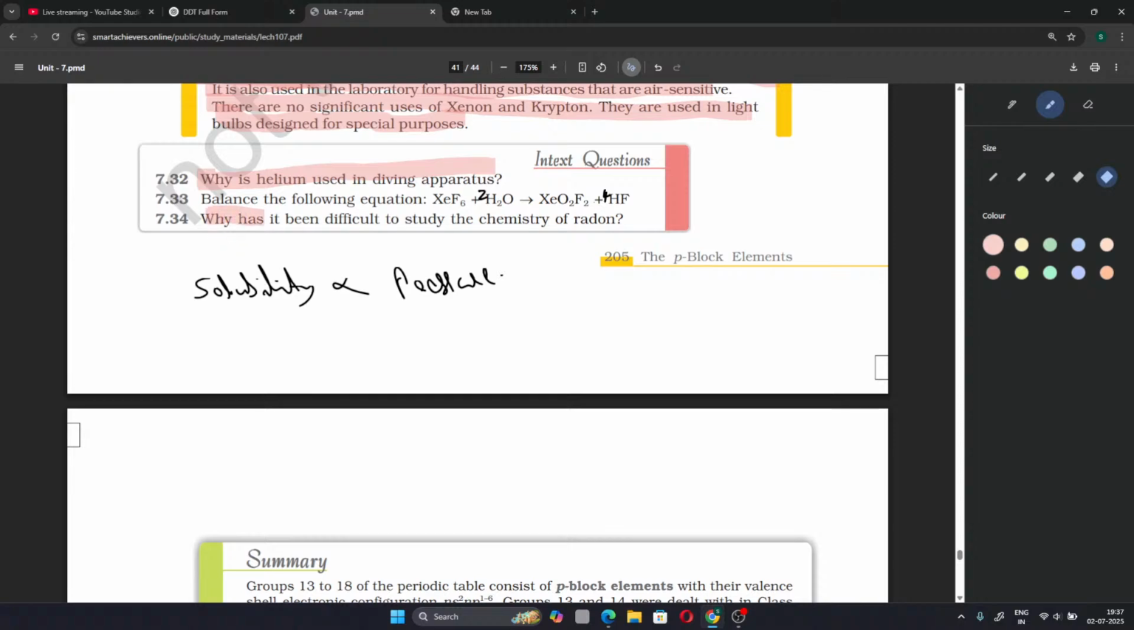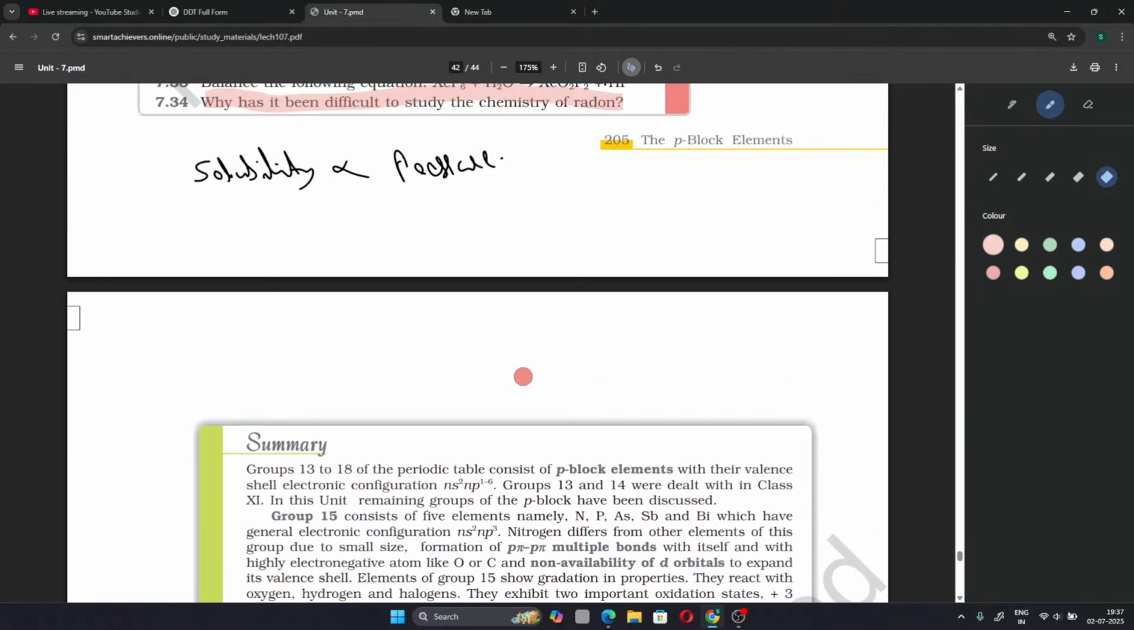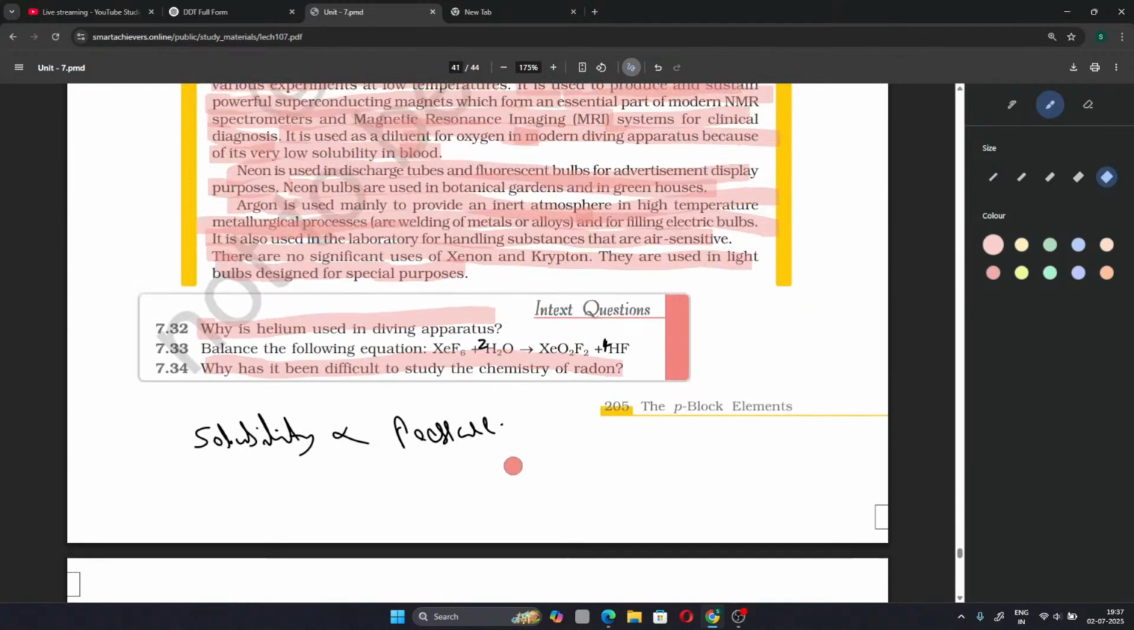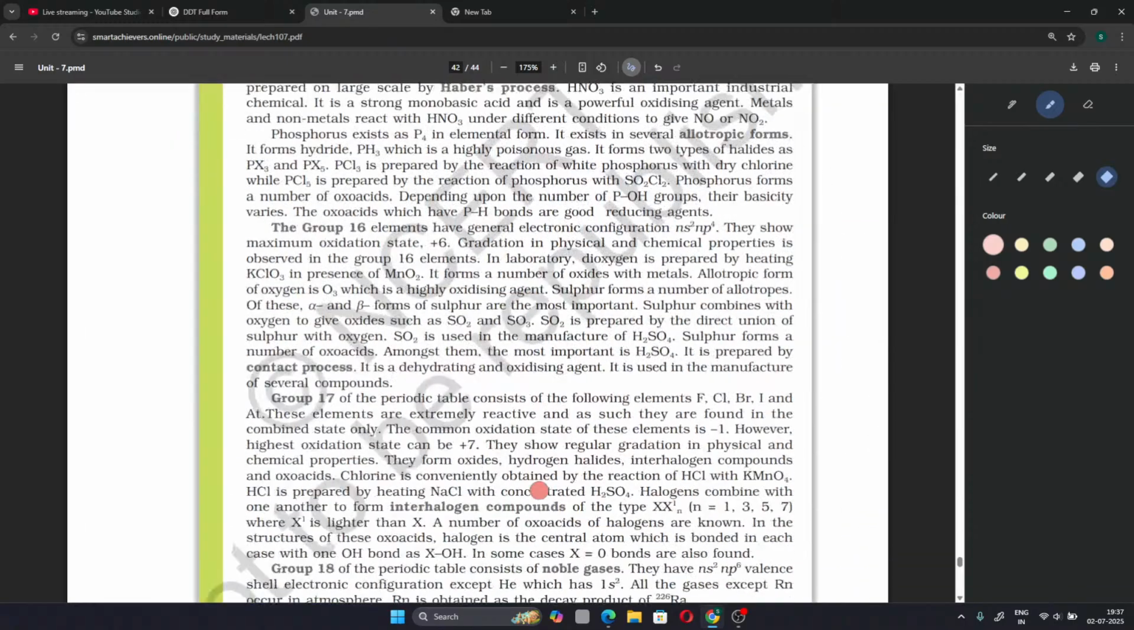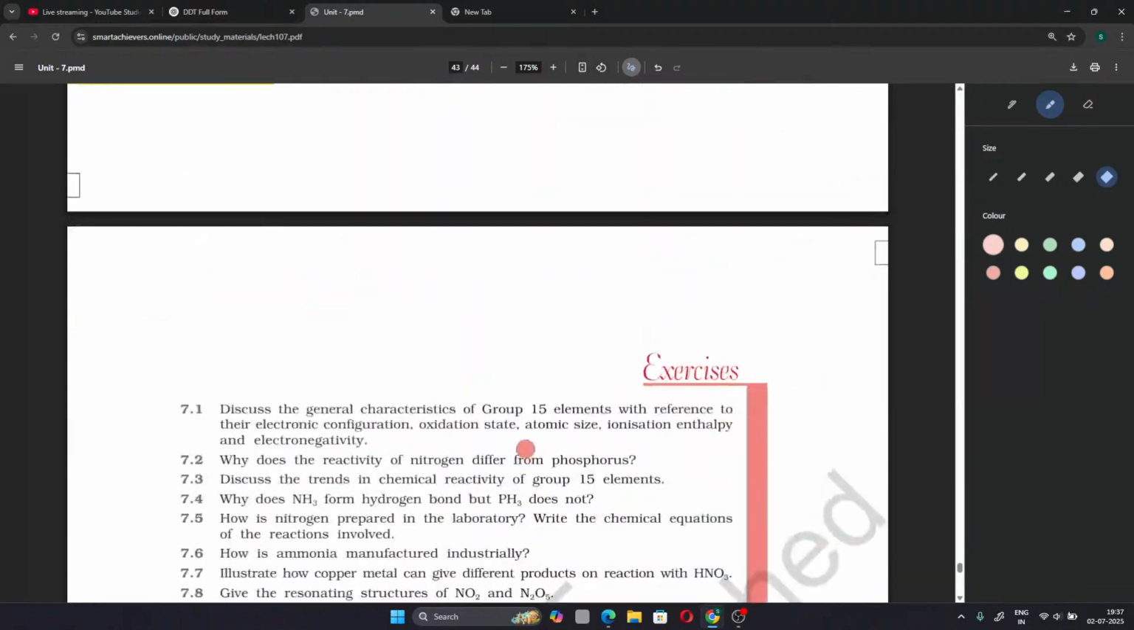Why has it been difficult to study the chemistry of radon? Maybe it's because it is a radioactive element and does not exist for long. It is formed from the radioactive element radium, which alpha decays to give radon, and maybe due to having a low half-life or for similar reasons. We have basically completed the chapter, but let's read a summary as well, which is around 1 page.